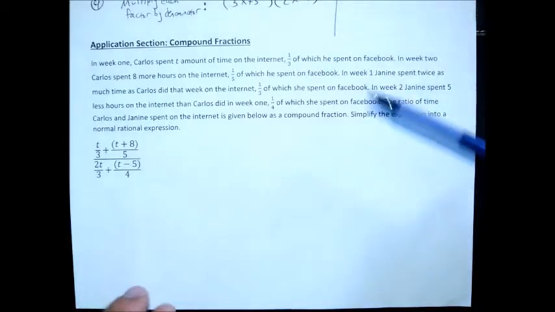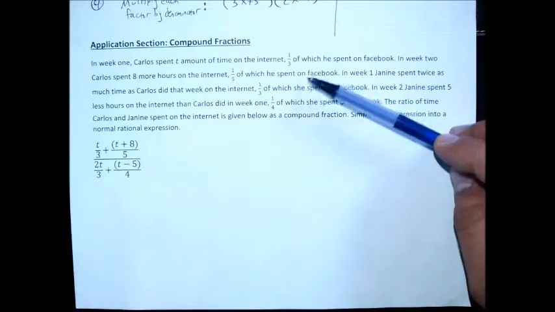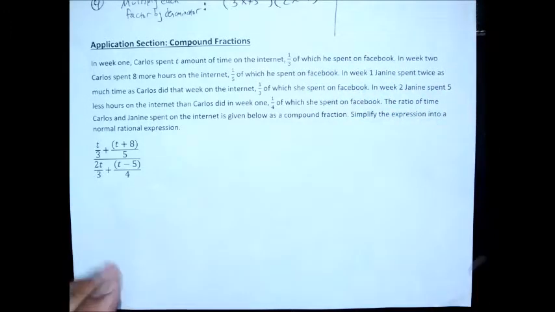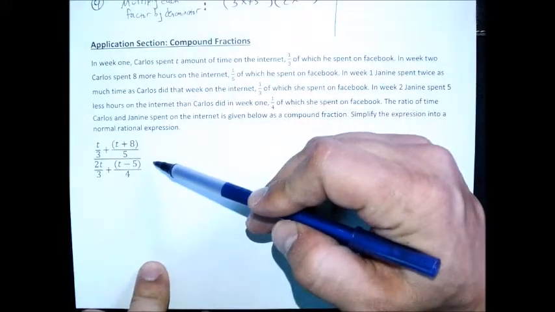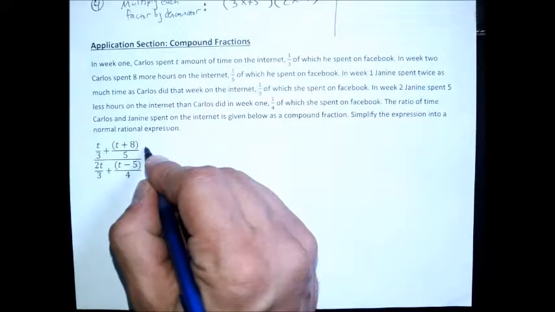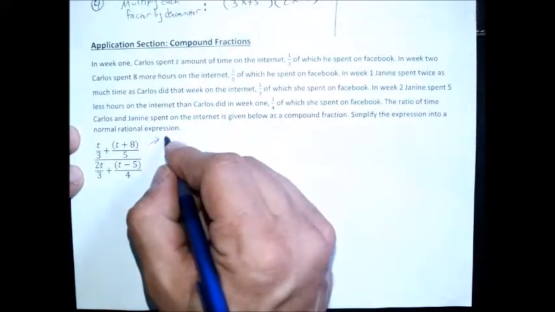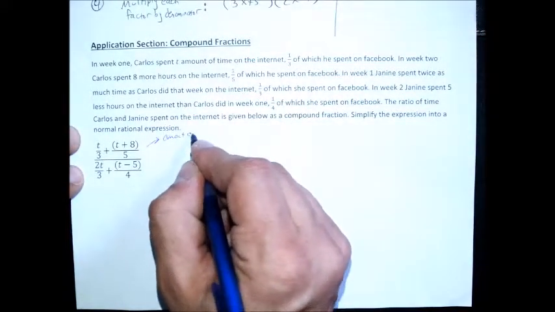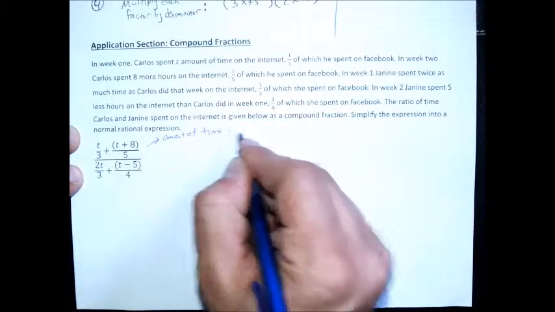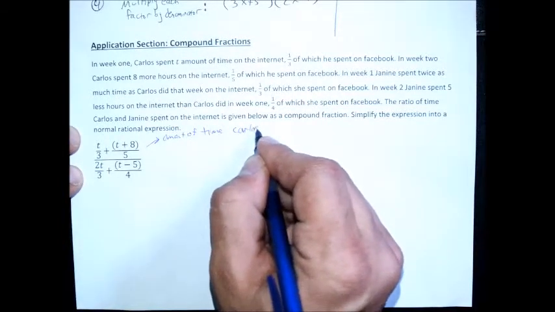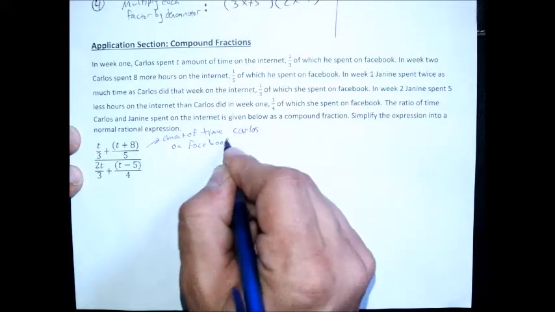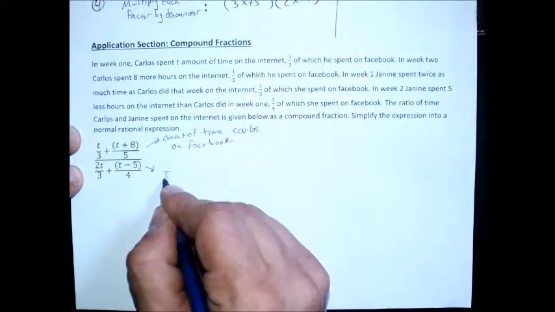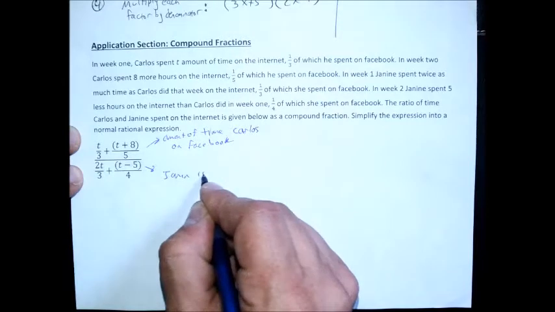The point is, we've got some situations where there's ratios. And if we took the ratio of the time that the two of those people spend on Facebook, it would be given by this equation right here. So the numerator here is the amount of time Carlos is on Facebook. And then the bottom is the amount of time that Janine is on Facebook.